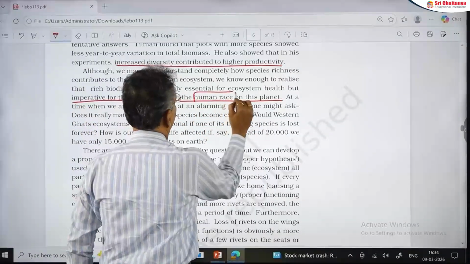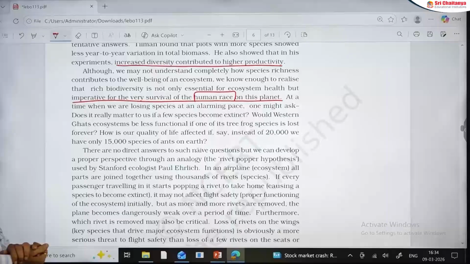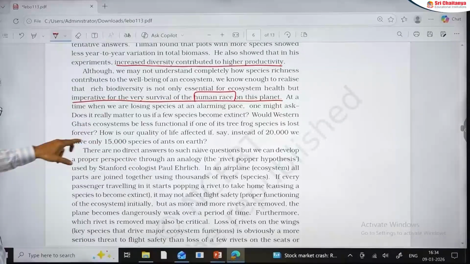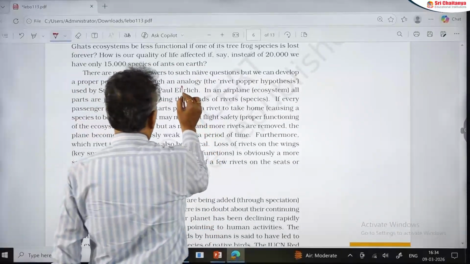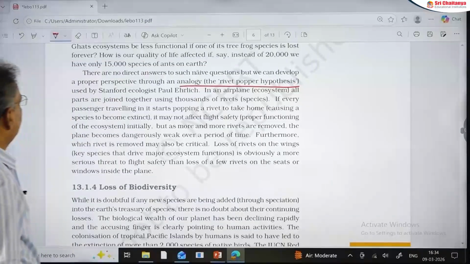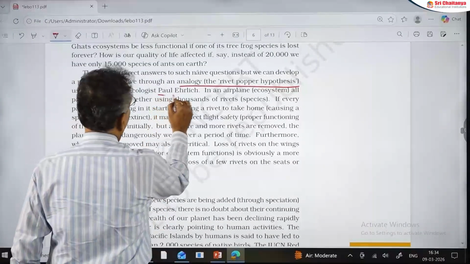And observe this one, for our race only it is very much required, because we are so dependent on nature, right? And again, there is a Western Ghats point at the beginning of the chapter, and the Western Ghats ecosystem has more number of species, that is what is mentioned here. So, they gave that an analogy with the rivet popper hypothesis, which was given by Paul Ehrlich.